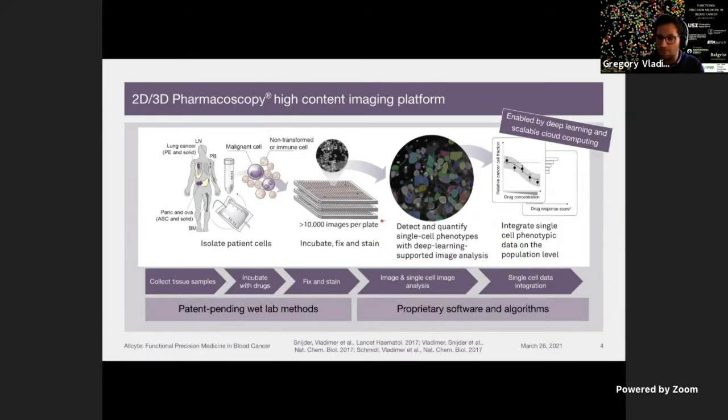A number of us mentioned this idea. I'll show 2 slides on it. And then we integrate single cell phenotypic data at the population level to kind of see what we're doing, either as dose response curves or activation states. And Allcyte hopped on the deep learning and scalable cloud computing train at the very beginning. And this has really enabled us to think very big when it comes to both image analysis and also capacity.